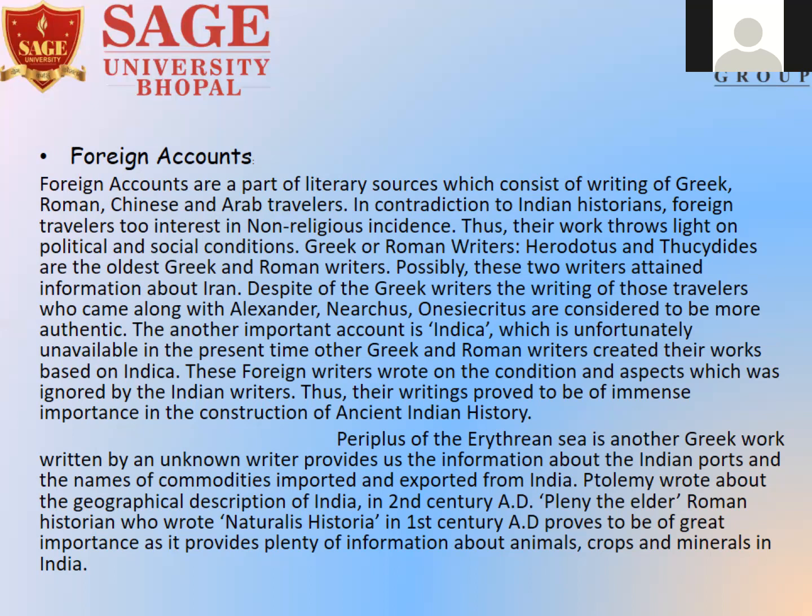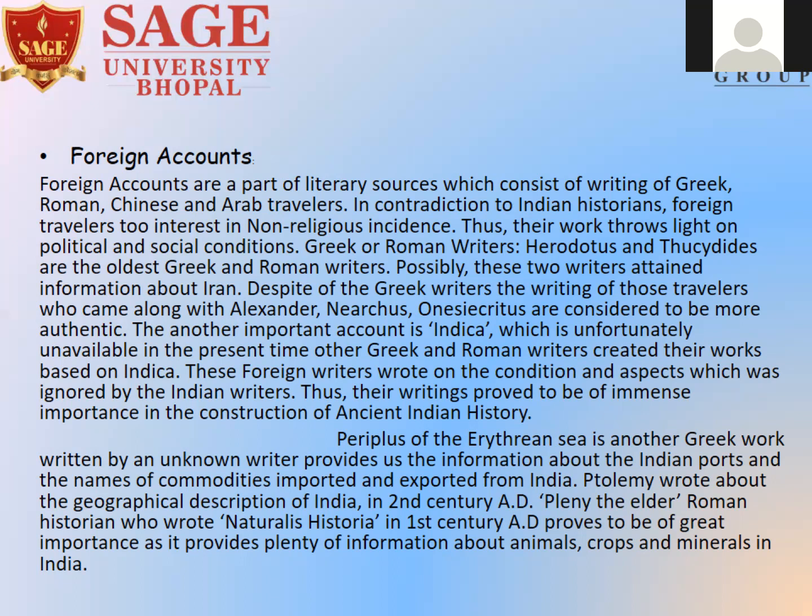Herodotus is among the oldest Greek and Roman writers. Possibly these two writers obtained information about Iran. Despite the Greek writers, the writings of those travelers who came along with Alexander, like Nearchus and Onesicritus, are considered more authentic. The other important account is Indica, which is unfortunately unavailable at present. Other Greek and Roman writers created their works based on Indica. These foreign writers wrote on contributions and aspects which were ignored by the Indian writers.